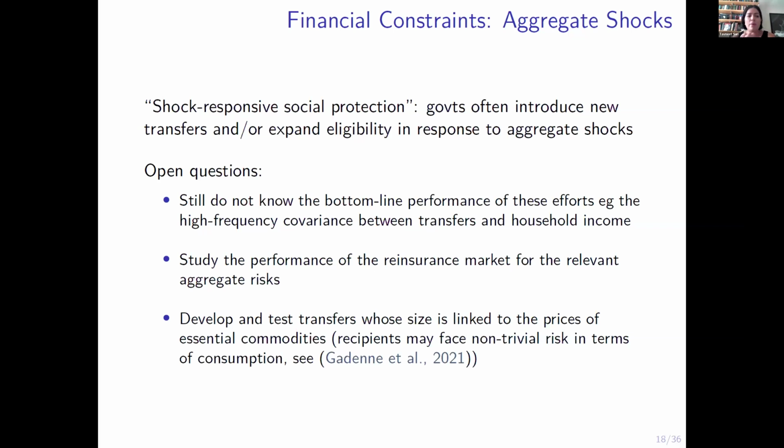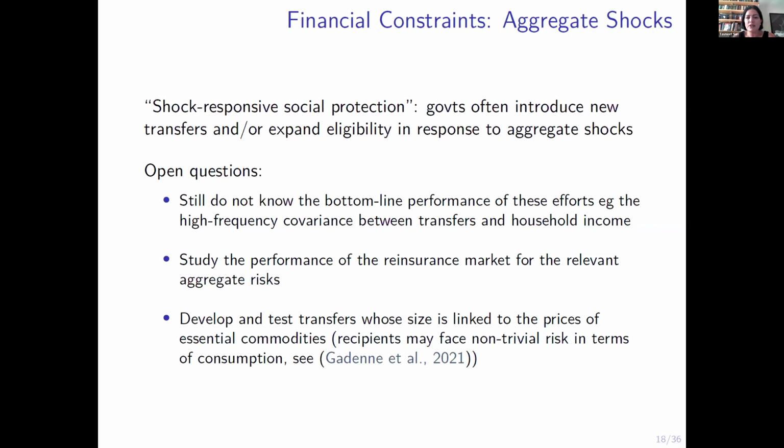And as we go through, as Paul mentioned, we're trying to give you a sense of what we know, but also what the open questions are. And so much as we do see large scale transfer programs like this, think COVID, think of natural disasters, think of large food insecurity problems, we still don't know the bottom line performance of these efforts. We don't know how much transfers really help alleviate the impacts of these shocks. So what's the high frequency covariance between transfers and household income?